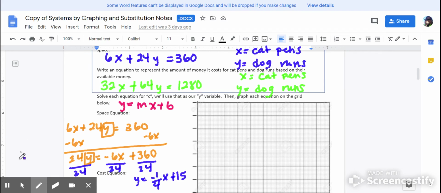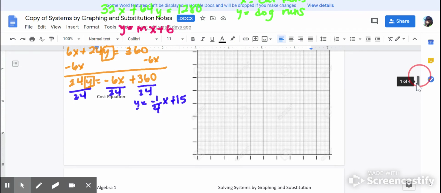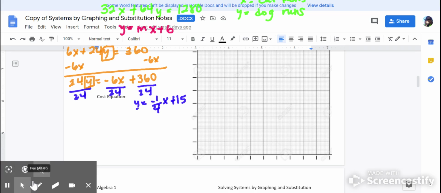So all we did in this situation was we changed our original equation, 6x plus 24 equals 360, into y equals. So we solved it as a literal equation here and got it down to y equals negative 1/4 x plus 15. Well, now we need to do the exact same thing for our cost equation.